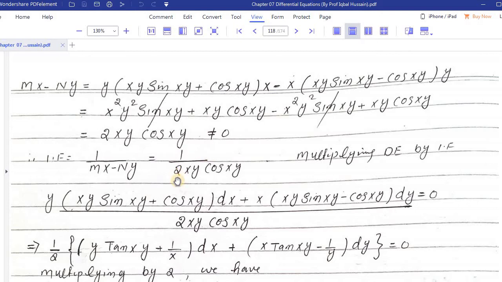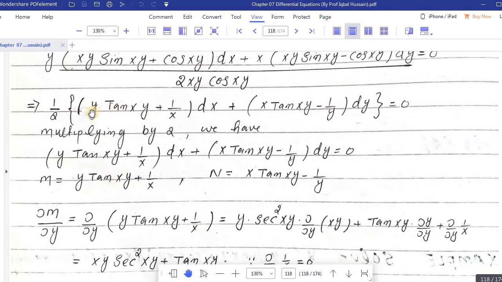If we multiply the given non-exact differential equation by this integrating factor, that differential equation will become exact one, and we will be able to find the general solution. So multiplying that differential equation by this integrating factor, here we see multiplication of the differential equation by the integrating factor. Now simplifying, this is the simplification. Now we have to further simplify this differential equation by multiplying both sides by 2. So this 1 over 2 will be cancelled, and this will be the simplification. Now this part is M and this part is N.